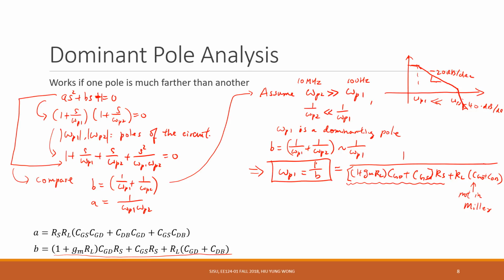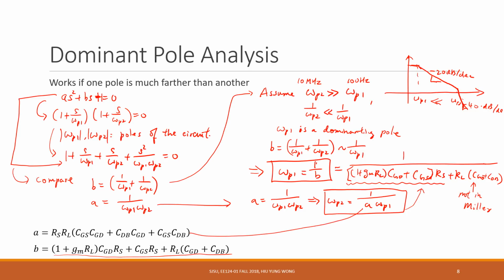Now, I know what is omega p1. And what is omega p2? A equal to, see this one, right? Omega p1 times omega p2. So what does it mean? It means omega p2 equals to what? 1 over A times omega p1. And do we know omega p1? Yes, we know already. This is omega p1. And we also know what is A, right?